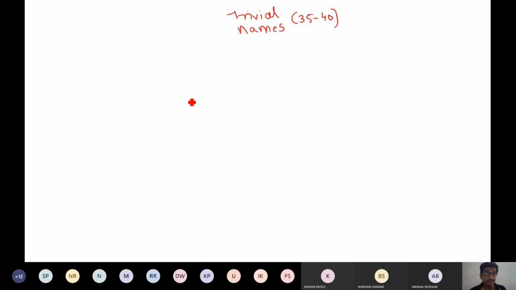If you want to divide these 35-40 names, I can think of a variety of classes. So let's start with the first class of trivial names. The first class involves those containing one or more nitrogens. Are you with me as of now? Yes, sir. Just to clarify what we are going to see in this particular class, because this occupies almost 50% of all the heterocycles.